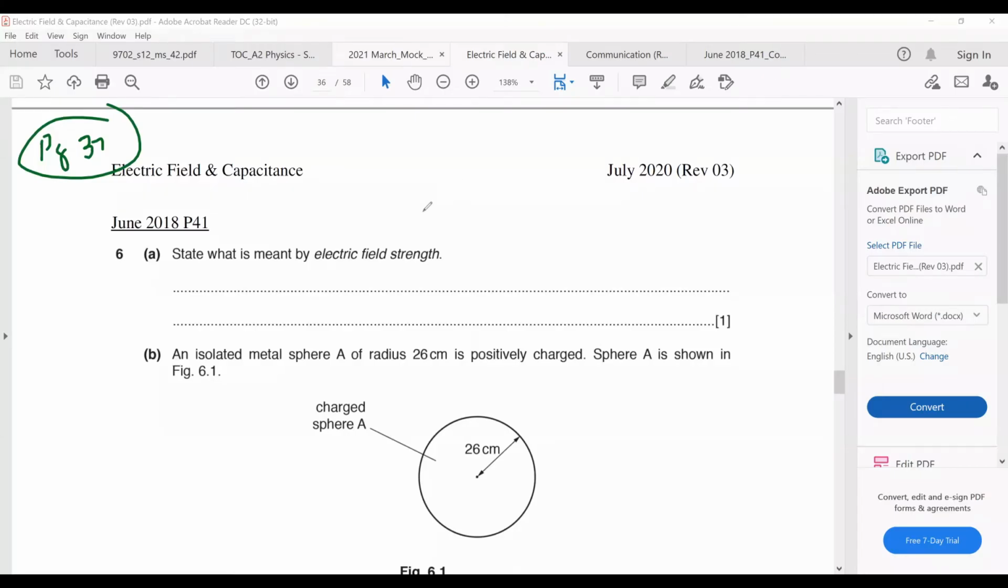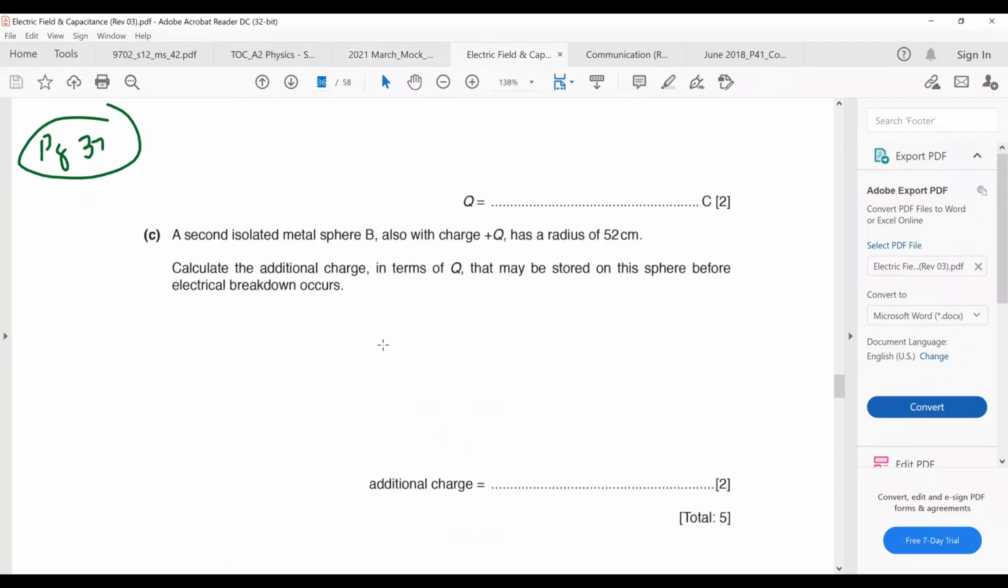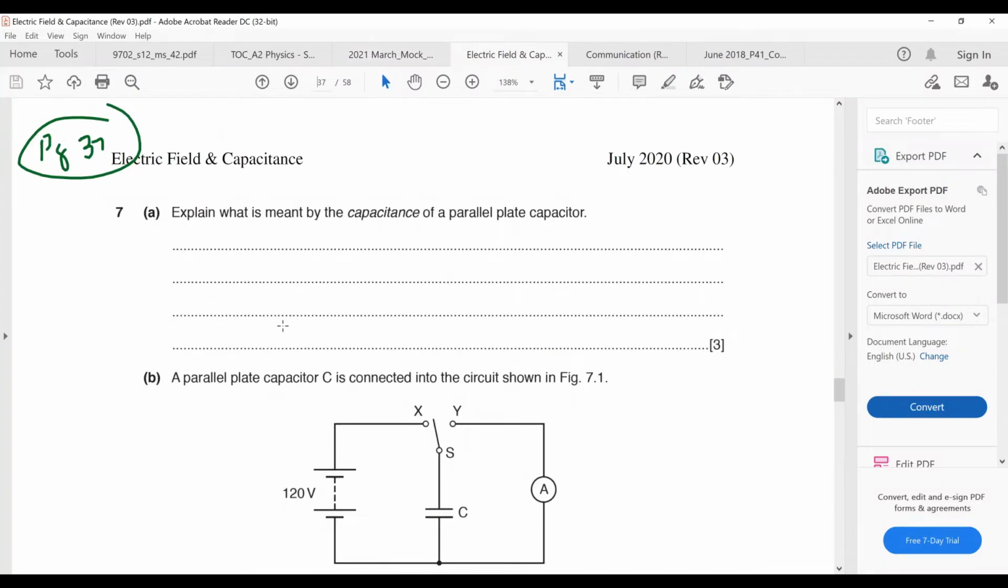There's only 3 questions left for capacitance, so I'll go through that and then we'll go through your communication chapters after that. So look at page 37 of your electric field and communication chapter. All right, this one is: explain what is meant by the capacitance of a parallel plate capacitor.